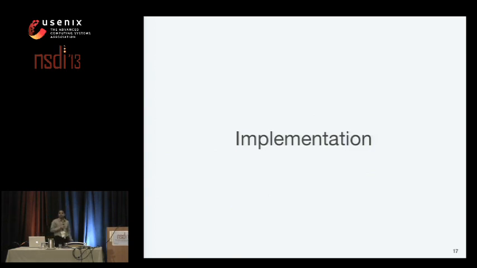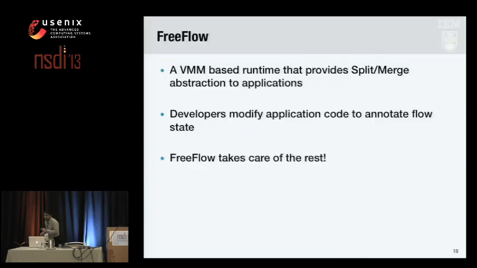So now, let's move on to the implementation aspect of things. How do we realize a system that supports a split merge abstraction? We built a system called FreeFlow, which is basically a BMM-based runtime supporting the split merge abstraction. All I, as a developer of a middlebox application, have to do is modify the application code to just annotate the flow state. Once that is done, FreeFlow will take care of the rest.